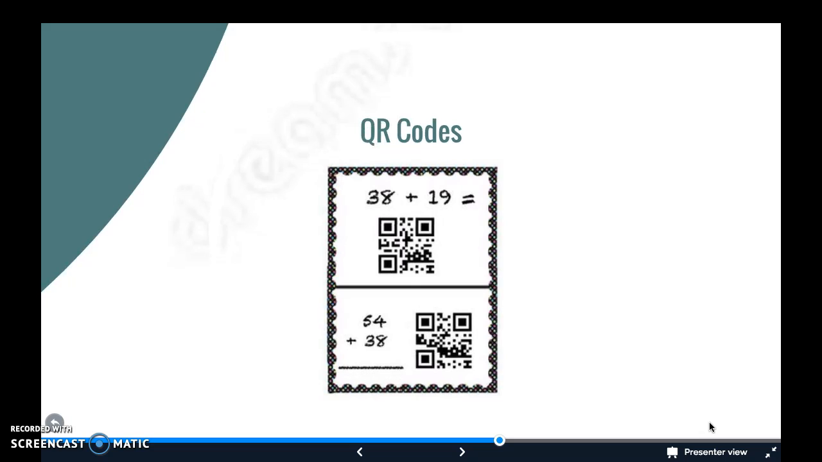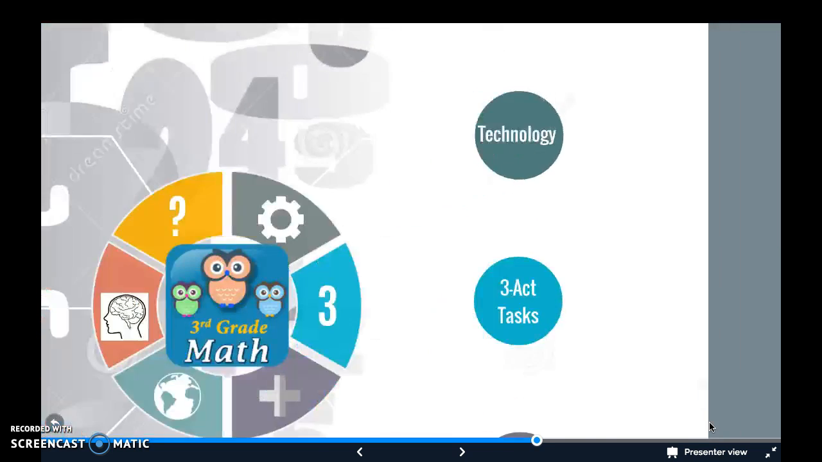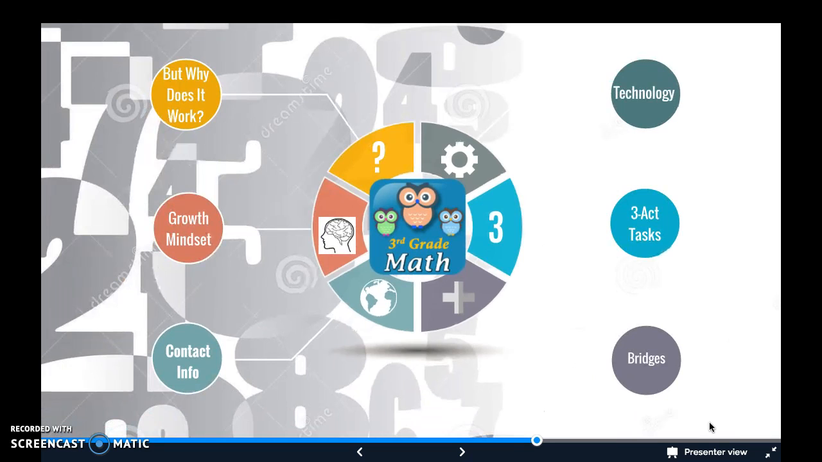Another component of technology we'll be using this year is QR codes. QR codes are a scannable technology. As you can see here, there are addition problems for the students to solve. Once they've solved the problems, they can scan with a QR code reader on an iPad to see if they came to the correct solution. These are just a few different pieces of technology that we'll be using this year in third grade math.